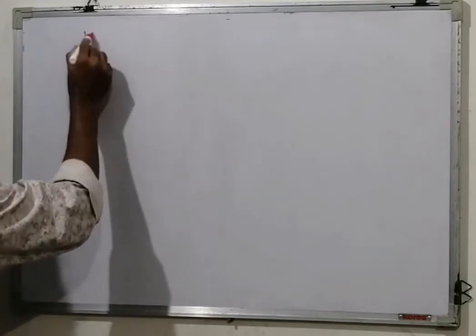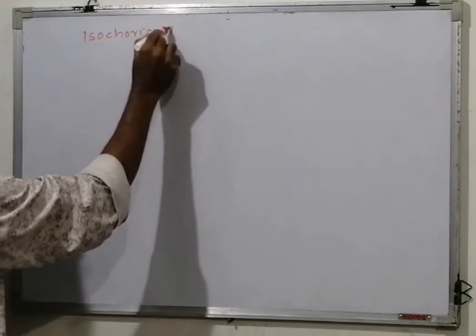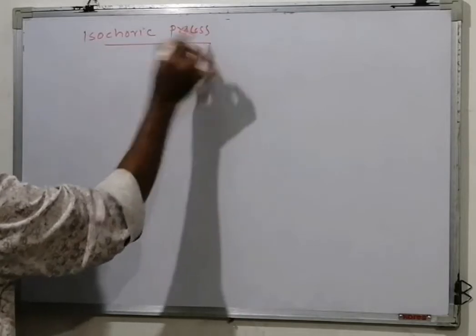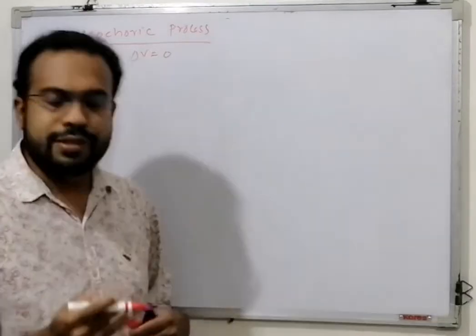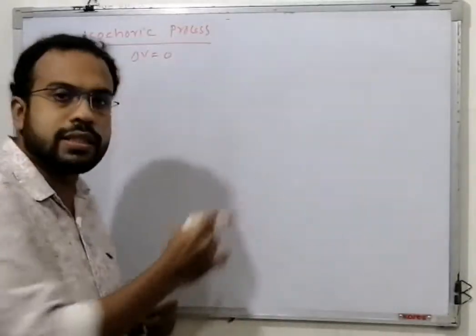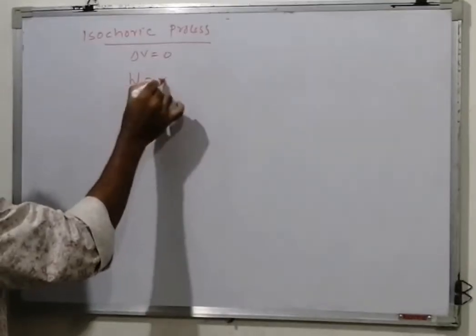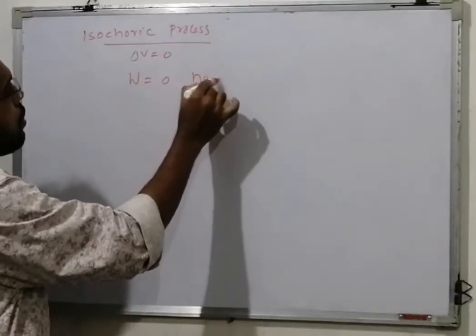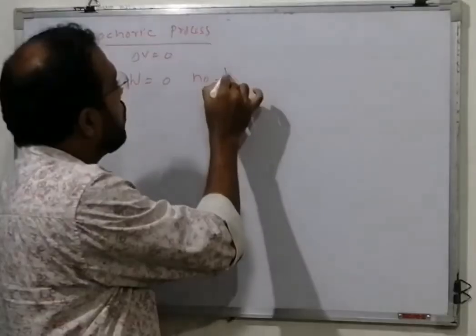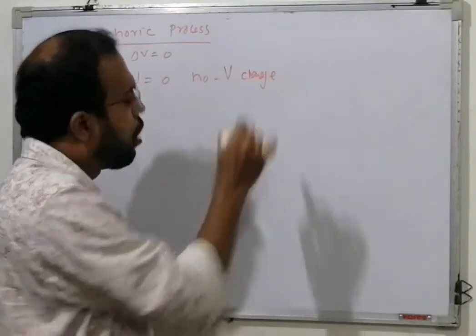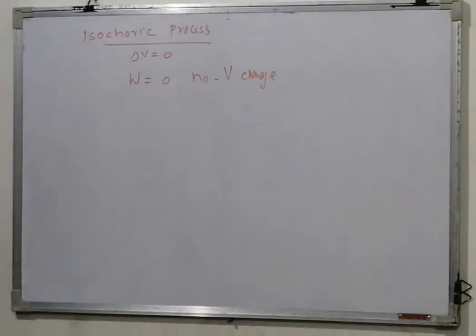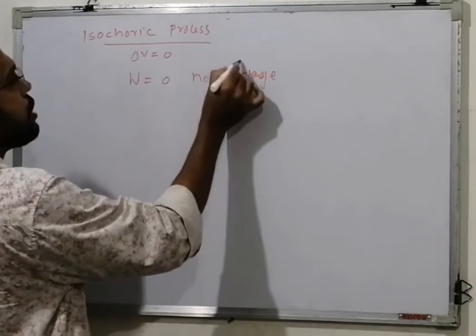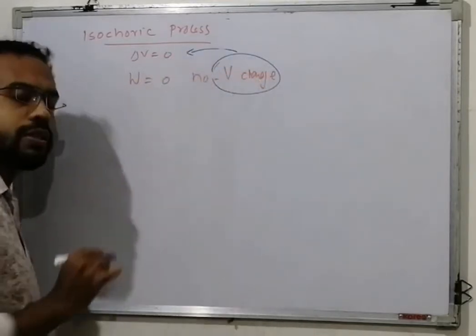works during different processes. For an isochoric process, isochoric means delta V is equal to zero. For us, the work is volume changing, as we just discussed. Therefore, here W is also zero, because our work involves volume changing and in an isochoric process there is no volume change.